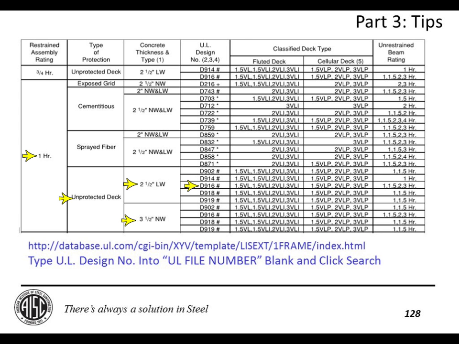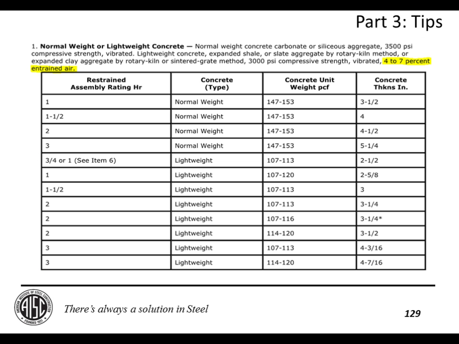One of the things that tends to get people a lot is air entrainment. So if you take one of these numbers and you plug it into this database URL, it'll give you everything associated with that particular UL. And again, if you look at one of the more common ones, it'll say here that lightweight concrete needs to have 4 to 7% entrained air in order to meet this UL criteria.